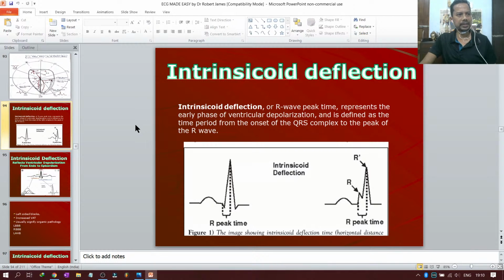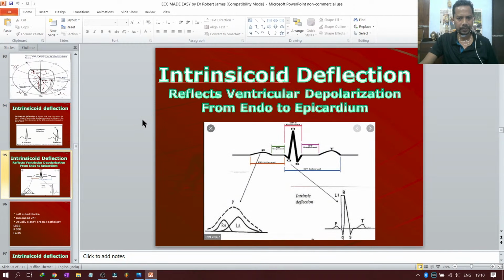So this intrinsicoid deflection precedes the formation of left bundle branch, right bundle branch, LAHB blocks. Basically it shows how the current from the endocardium is traveling to the epicardium. So this is the intrinsicoid deflection. It is starting from here to here. This is normal and this is abnormal.